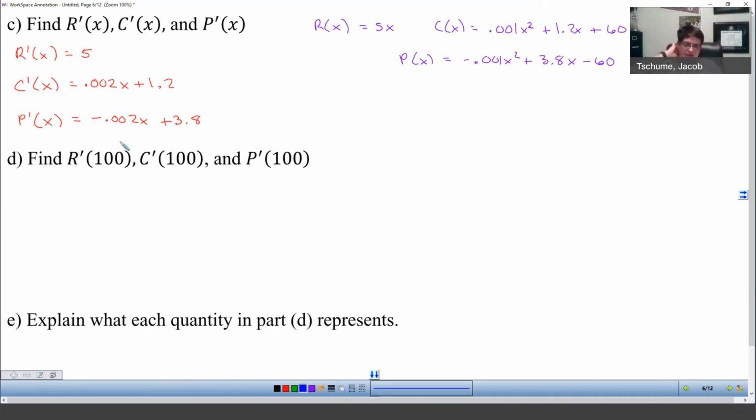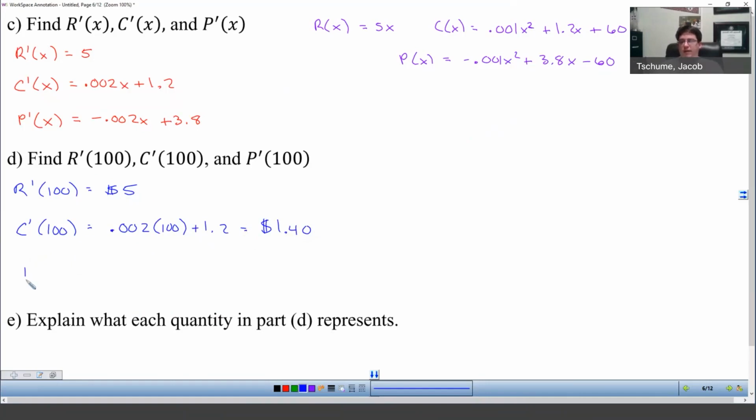And now here's the idea of this section. I now want you to take these three derivative functions and plug 100 into all of them. So first off, r prime of 100, there are no x's to plug in, so not much you can really do there. Your answer is $5. And remember, derivatives are rates of change, so these numbers should be a lot smaller here. C prime of 100 is going to be 0.002 times 100 plus 1.2. Just double checking that. I think I know what it is, but I don't want to mess up. That should be $1.40.